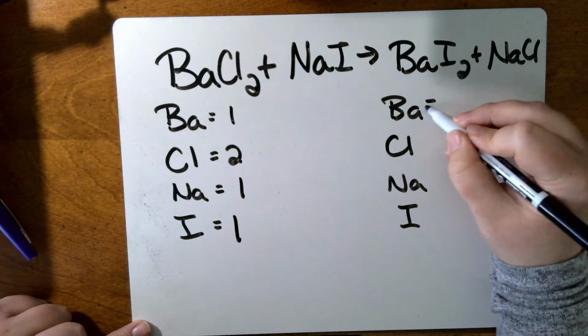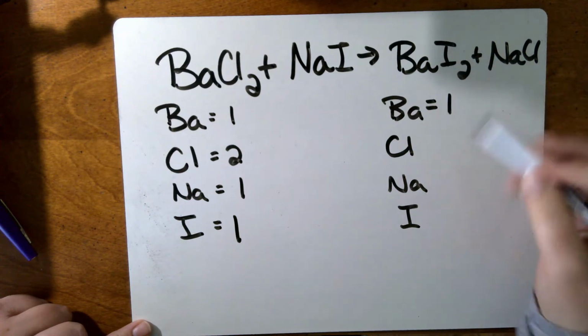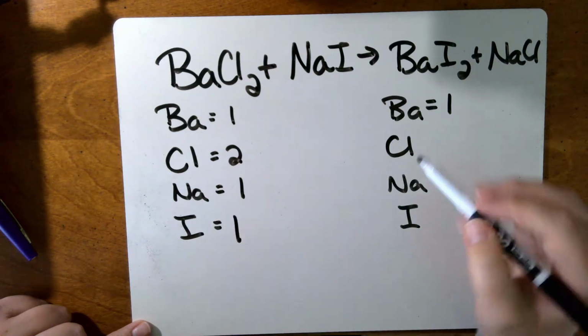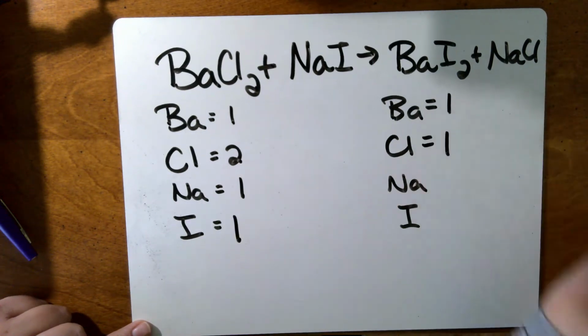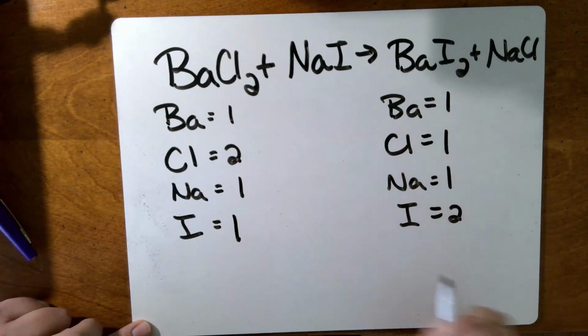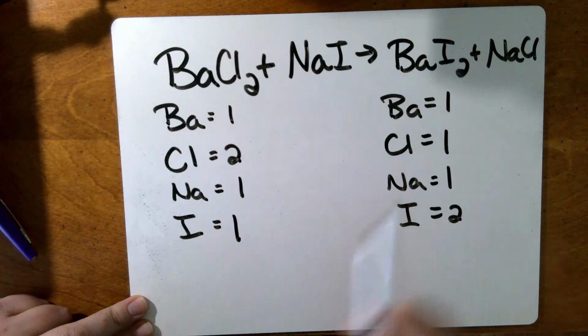On the right side, I have 1 barium. Now, these aren't in the order they appear on the right side, but I like to put them next to each other from left to right because it makes it easier to compare. So I got to go find chlorine. I have 1 of those. I have 1 sodium, and I have 2 iodines. So these don't match up, and these don't match up.